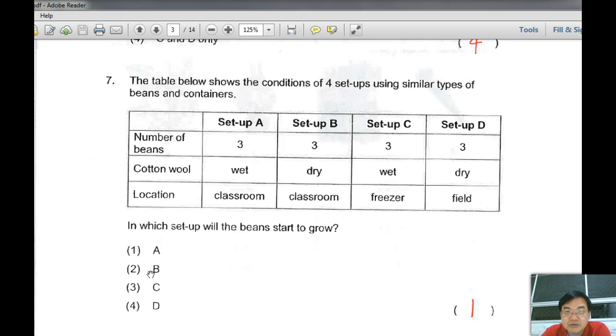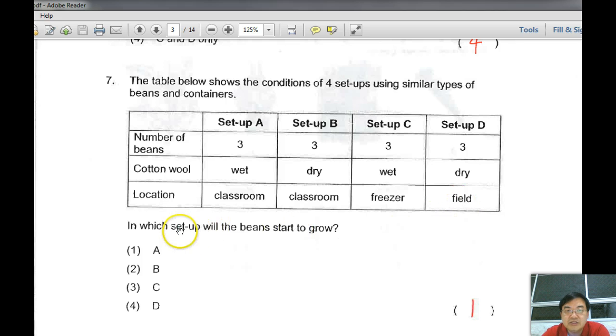Now the table below shows the conditions for setups using similar types of bins and containers. Okay, so you see setup A, B, C, D. Number of bins 3, 3, 3, 3 to be having a fair test. Now one of them is wet, dry, for cotton wool, right? And the next one is classroom. These two same location. Okay, this is a freezer. Okay, and this is in the field.